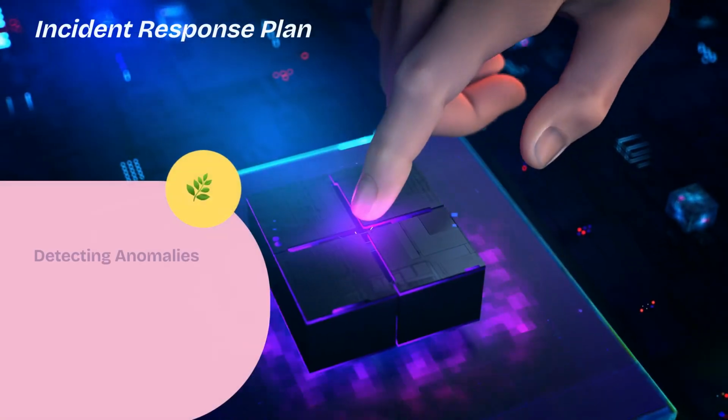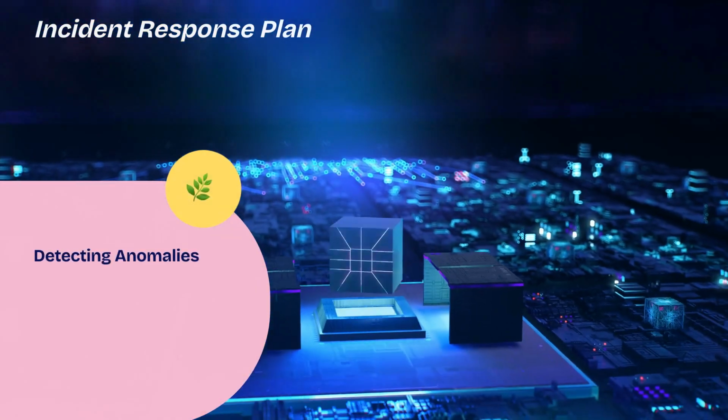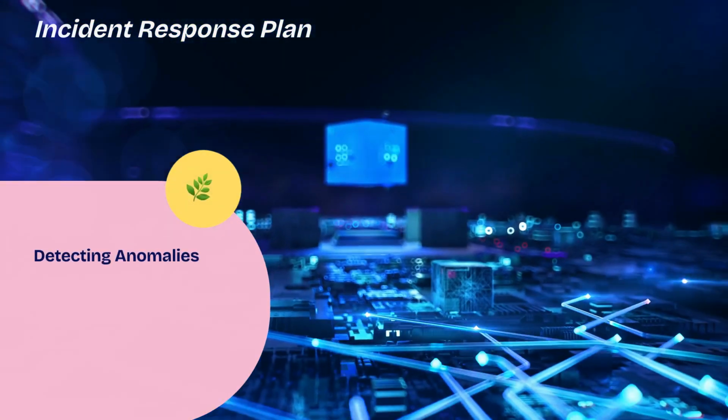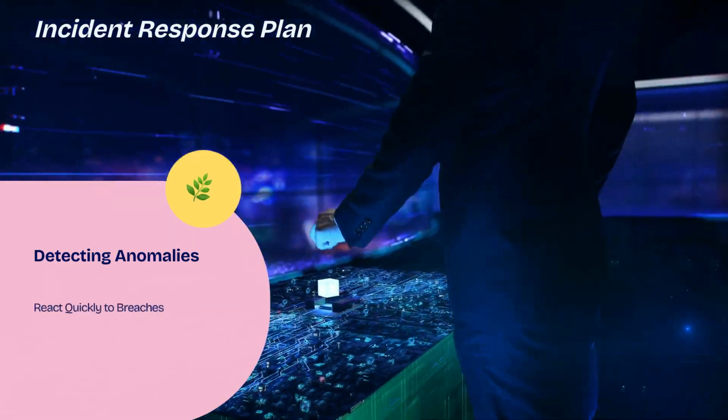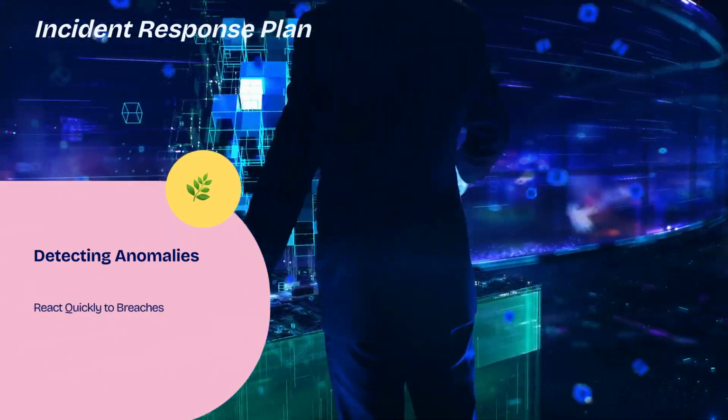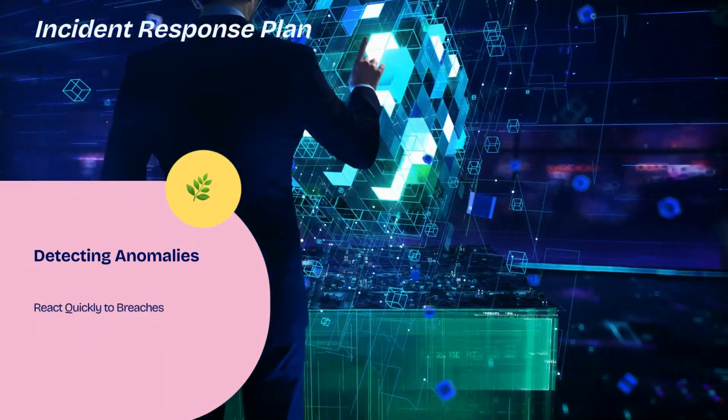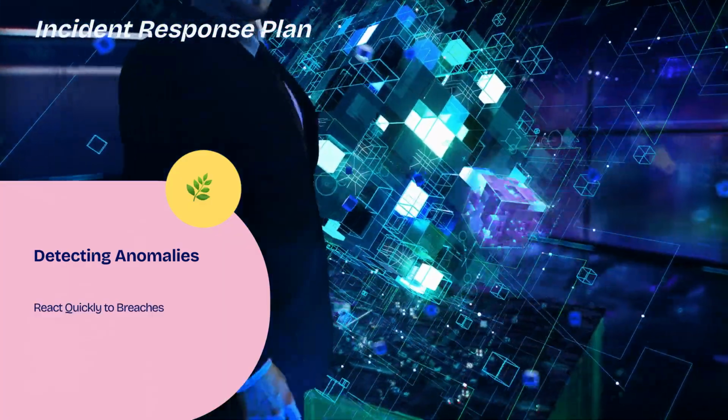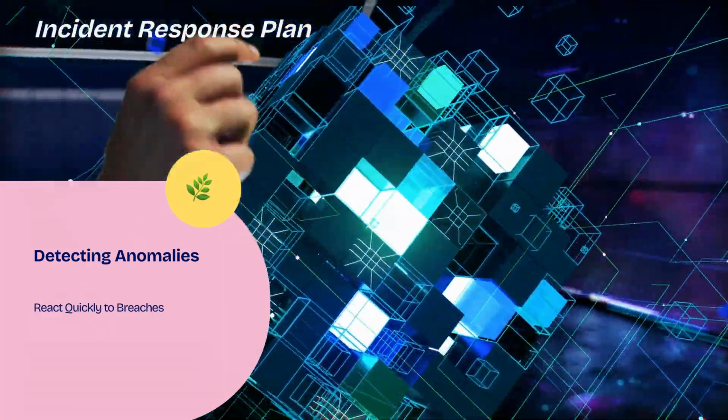But what if you detect something odd? That's when you need an incident response plan. Knowing how to react quickly can mean the difference between a minor scare and a major breach. Your plan should include steps like isolating affected systems, analyzing the breach, and communicating with stakeholders.